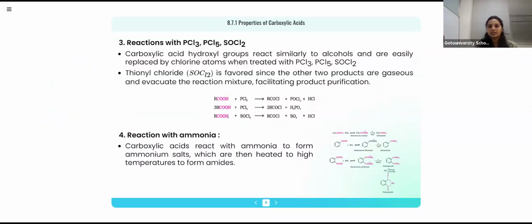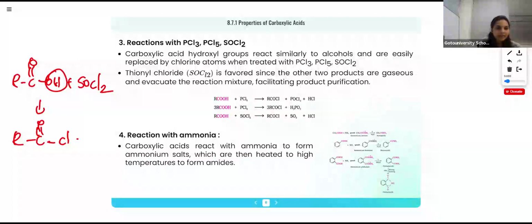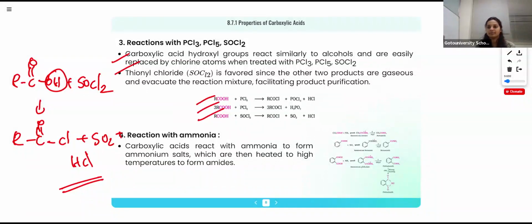Okay. Next one. SOCl2, thionyl chloride. RCOOH reacts with SOCl2. Same thing. OH is replaced by 1 chlorine, giving RCOCl. Now, 1 oxygen removed from here reacts with SO and produces SO2. Remaining hydrogen and 1 chlorine react to produce HCl. Okay? Simple. 3 reactions.